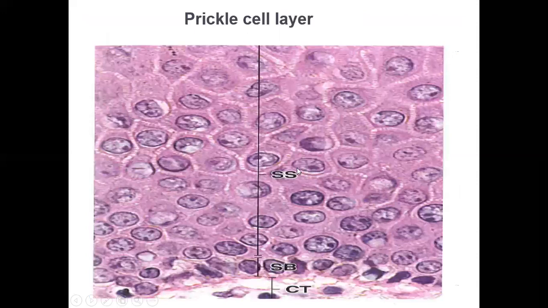This is how stratum spinosum looks. At some point, it looks like thorns. So that's why it is called the thorny layer or thorn-like layer. Sharp, pointed projections can be seen in some areas, and there are several layers of cells in stratum spinosum. This is stratum basale.